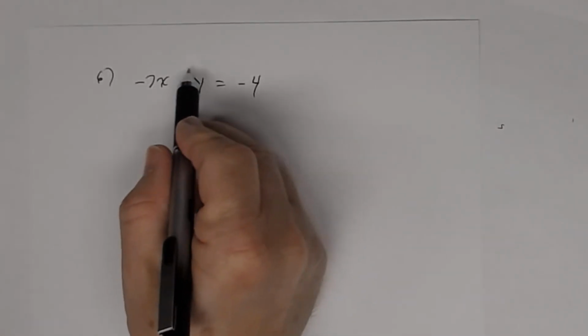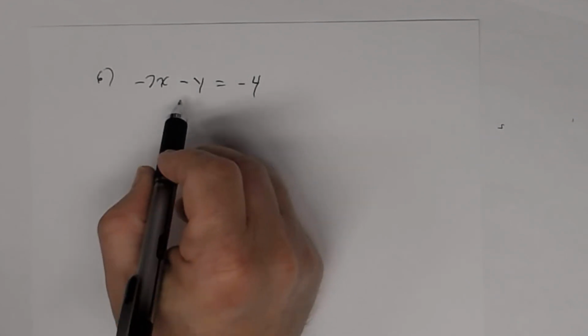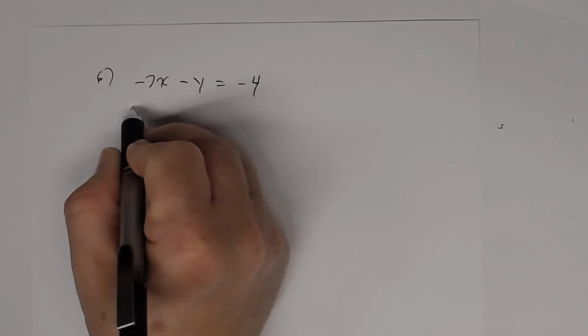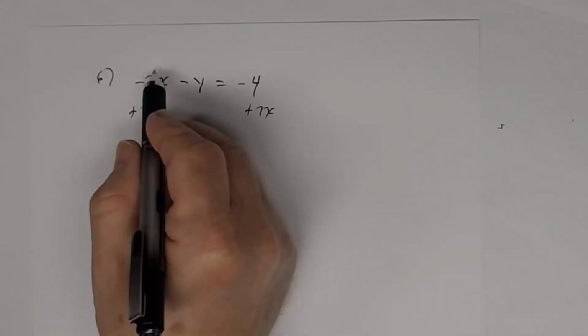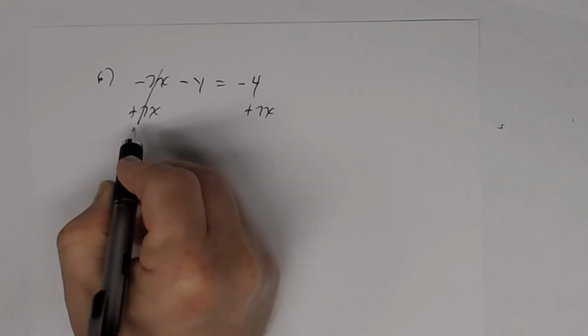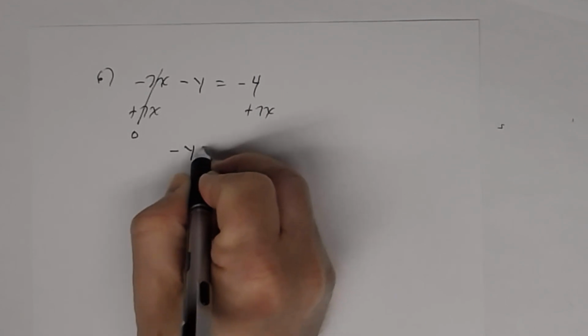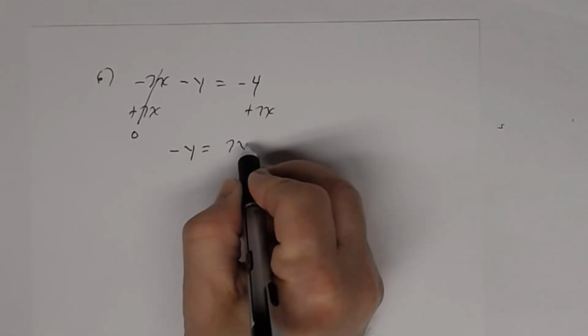All right, so again, I want to get y by itself. Now be careful, because you're subtracting y here. So first thing we're going to do, since that's a negative 7x, we're going to add 7x to both sides. And so when I combine like terms, a negative 7x plus 7x is 0. 0 minus y is a negative y equal, and then this becomes 7x minus 4.